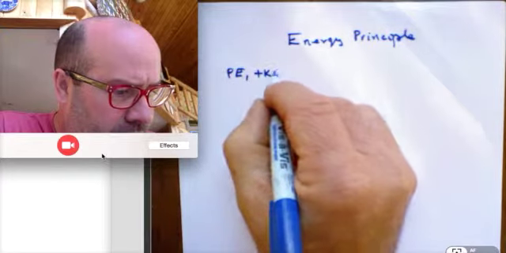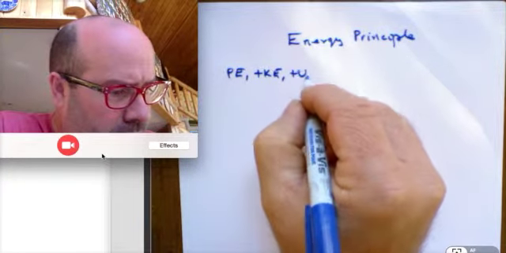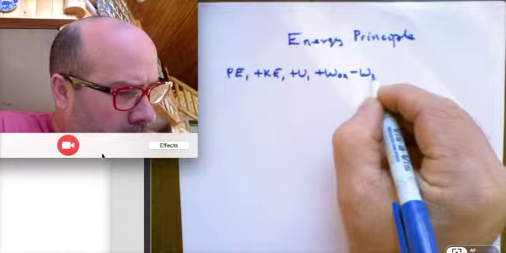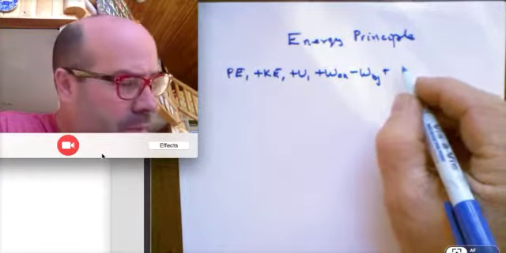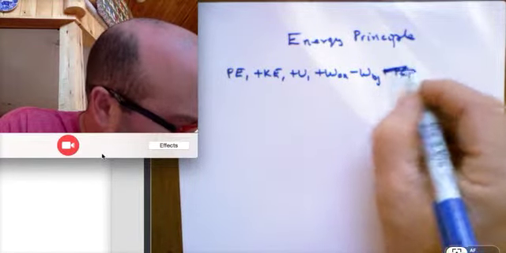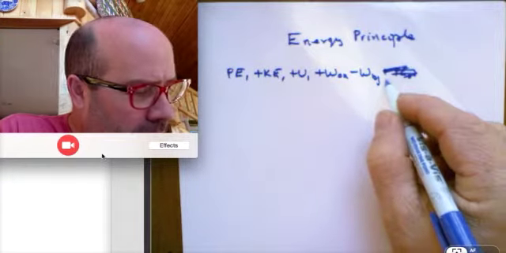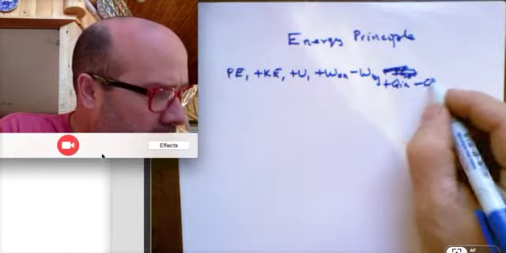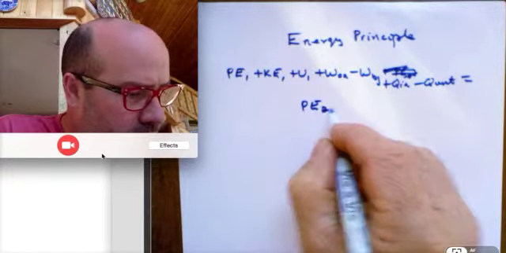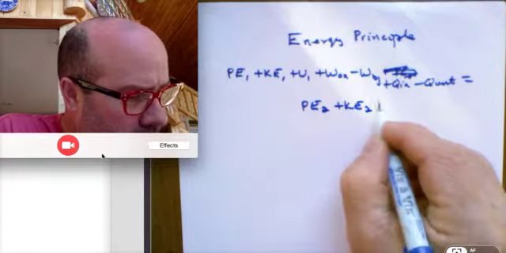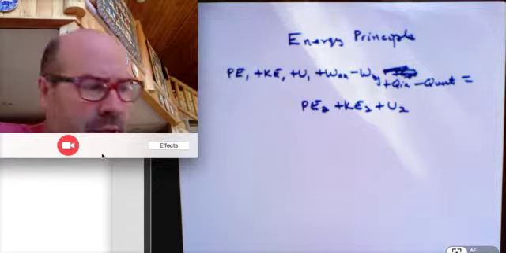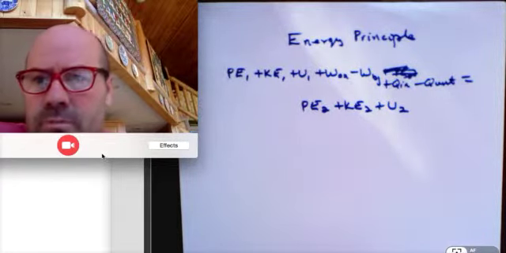Potential energy at 1 plus kinetic energy at 1 plus internal energy at 1 plus any work on minus any work by plus any Q in minus any Q out equals potential energy at 2 plus the kinetic energy at 2 plus the internal energy at 2. The units for this equation would be joules, foot-pounds.